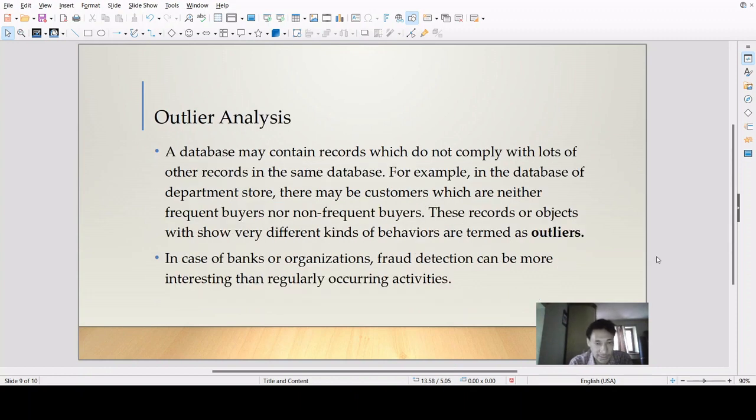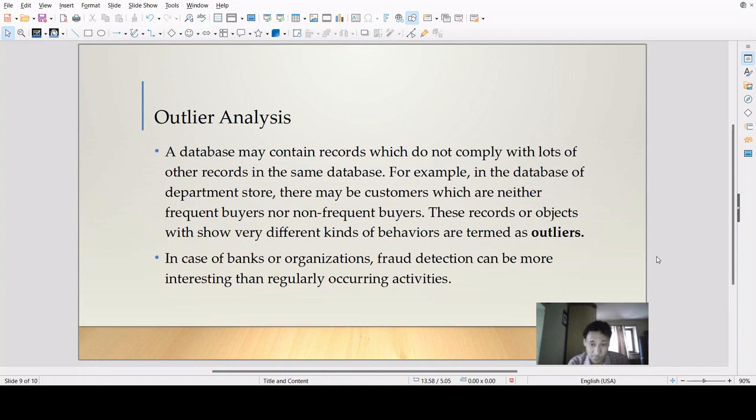Outlier analysis. A database may contain records which do not comply with lots of other records in the same database. For example, in the database of a department store, there may be customers who are neither frequent buyers nor non-frequent buyers. We can analyze the customers' transaction data and generate a rule. For example, if the customer purchases at least 6 times in a month, we say they are frequent buyers, and if they purchase less than 6 times within a month, non-frequent buyers.